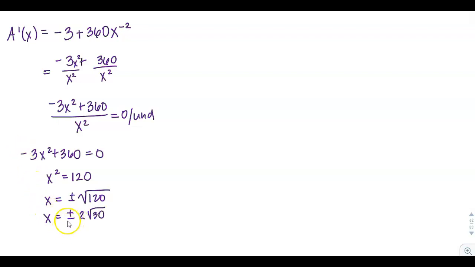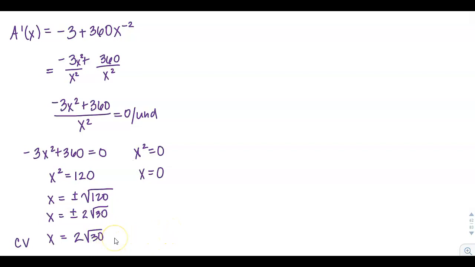And we know that it doesn't make sense to have a negative x value because x was the side length of the base of the poster. So we only have x equals positive 2 radical 30 as a critical value. And to determine where the derivative is undefined, we set x squared equal to 0. So we get x equals 0, but that doesn't make sense. We can't have the base of a frame equal 0 and still manage to have any area involved. So my only critical value is 2 radical 30.